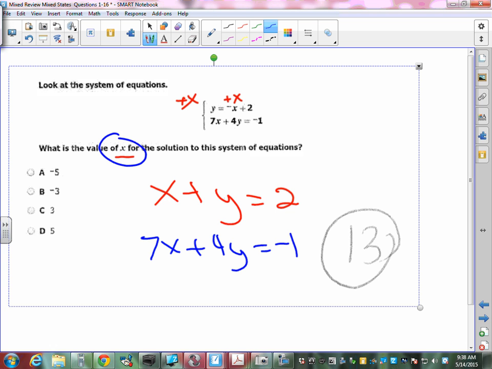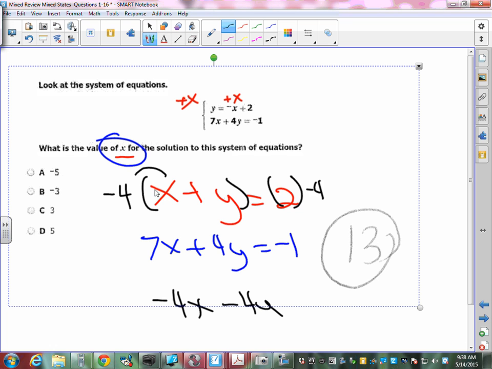They want the value of x, so we need to eliminate the y's. That's positive 4y. We need this to be what? What can we do to this top equation so that it'll be negative 4y? Very good. So multiply this side by negative 4, that side by negative 4. When we do that, that's going to be negative 4x minus 4y, because we have to distribute that, is equal to negative 8. The blue equation, we're going to leave it like it was.